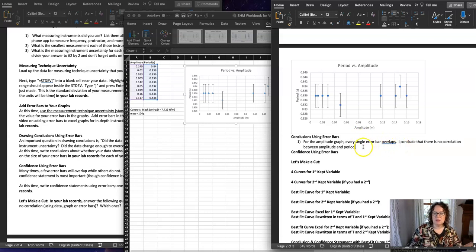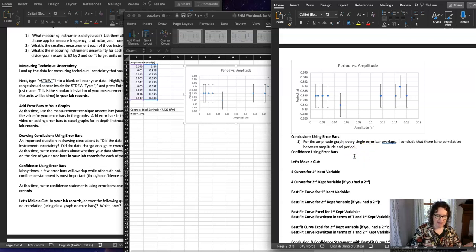But remember that your reasoning should talk about whether or not the error bars overlap or not, and how much they overlap. And then also you should either say that there is no correlation or there is a correlation. So we're not going to talk about positive or negative here, just is there no, or you could even say there is a yes correlation if you want to. Okay, so go ahead right now. Let's actually just draw your conclusions for all three graphs now, and then we'll come back and do confidence together. Go for it.